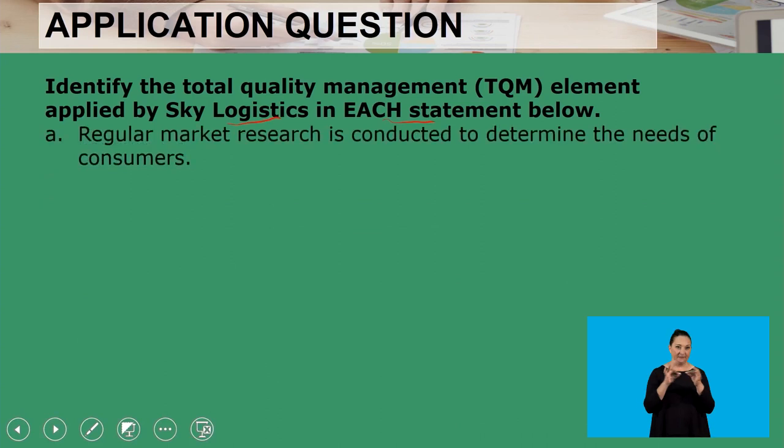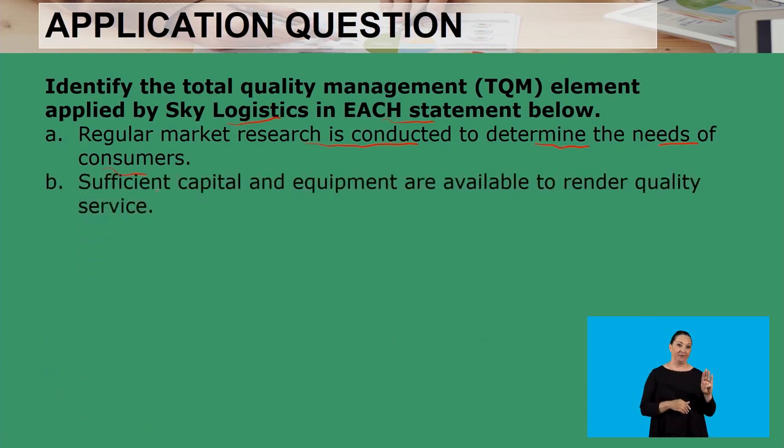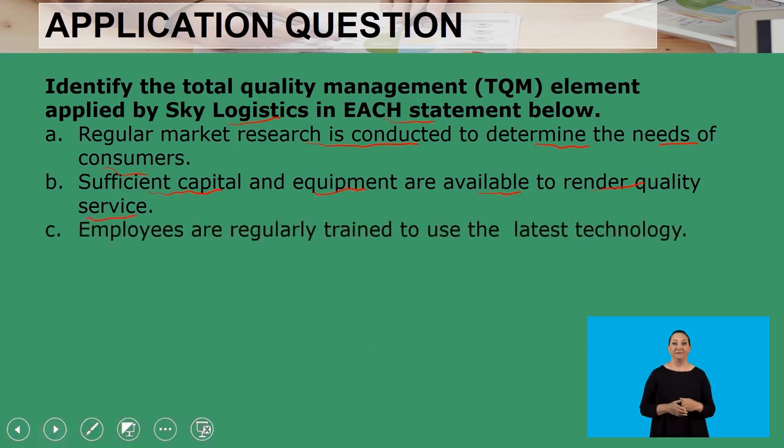The first one, A: regular market research is conducted to determine the needs of consumers. That is the first part. Then option B: sufficient capital and equipment are available to render quality services. Then option C: employees are regularly trained to use the latest technology. With these three statements, you are supposed to identify the total quality management element.